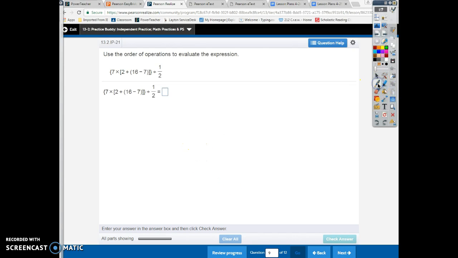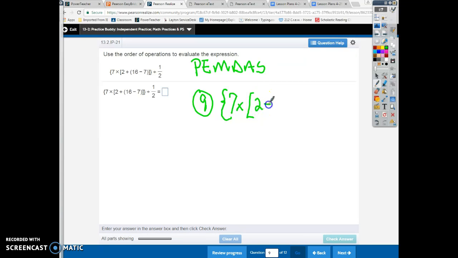Here's a great one. Let's solve this one. This looks really, really complicated, but it's probably not, so we're going to copy down PEMDAS. And this is going to be problem number 9, and I'm just going to copy this entire thing down in my notebook. So I have that thing right there, which is called a brace, 7 times, then I have brackets, 2 plus, then I have parentheses, 16 minus 7, close parenthesis, close my bracket, and close my brace.